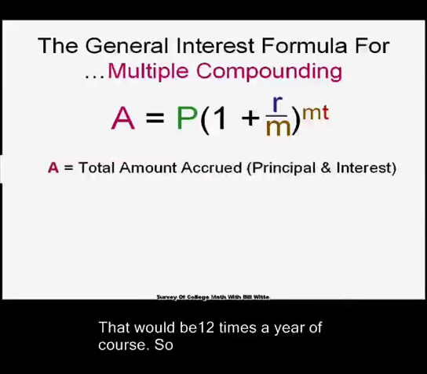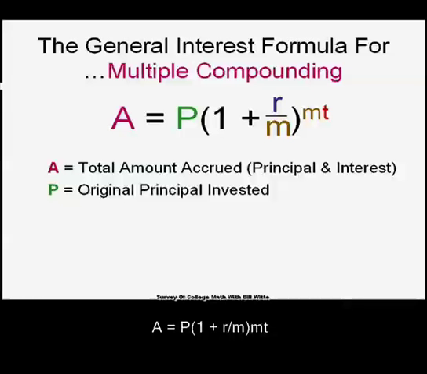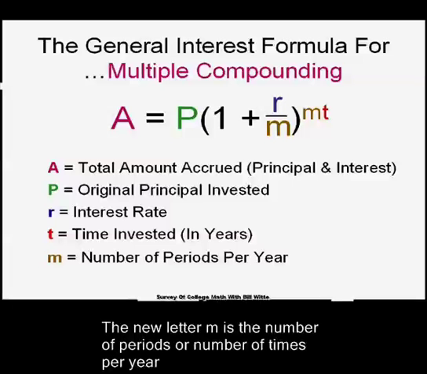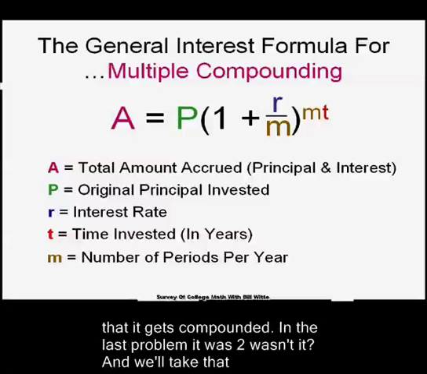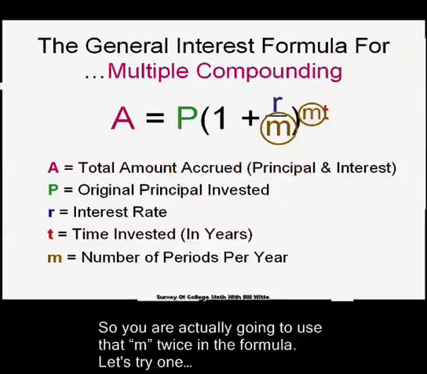The formula for multiple compounding of the accrued amount is going to be principal times 1 plus your interest rate divided by that M we're going to put in there. And M is the number of periods or number of times per year that it gets compounded. In the last problem it was 2, wasn't it? And we're going to take that and raise it to the MT power. And last time it was to the 2T power, right? Because M was 2. So you're going to actually use that M twice.